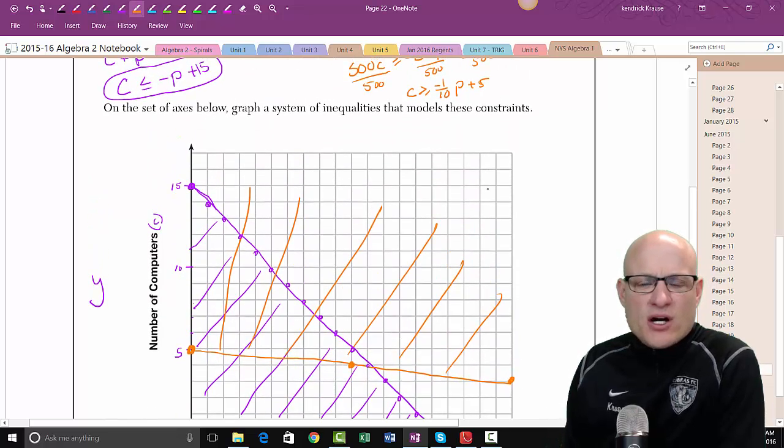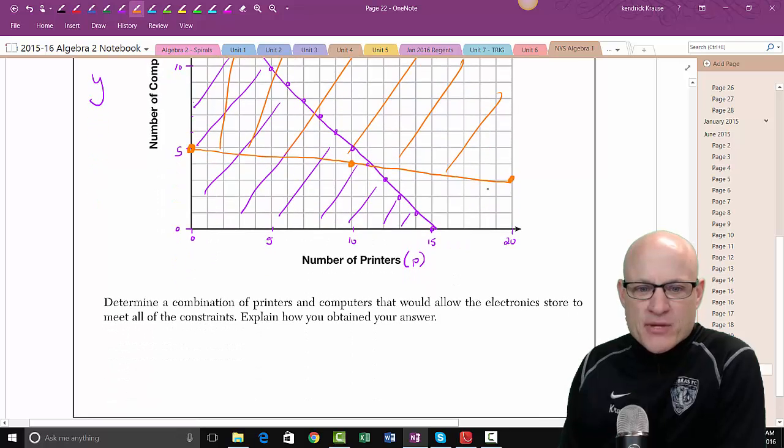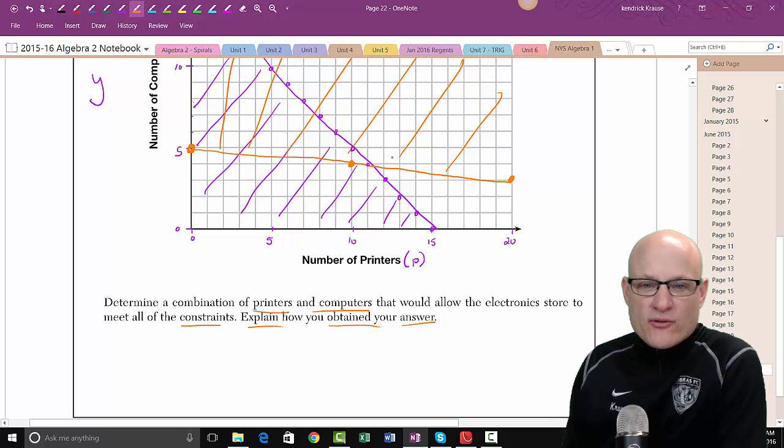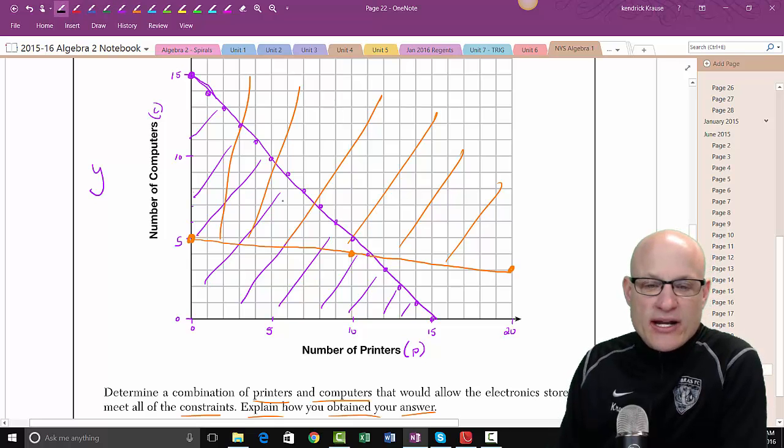Now, let's see. What does it say? On the set of axes, graph the system of inequalities that model these constraints. Determine a combination of printers and computers that would allow the electronic store to meet the constraints. Explain how you obtained your answer. So first thing I'm going to do is pick something that works. And I know that anything in this area right here works, right? So this is where you'd have to put your solution set oftentimes.